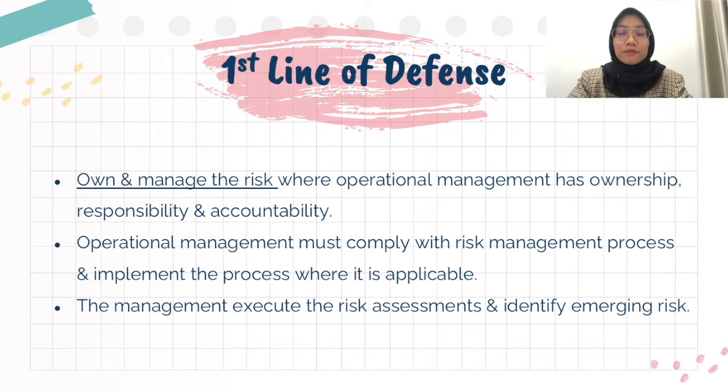So for the first line of defense, which is operation management, it consists of business owners. It has functions that own and manage the risk, where operation management has ownership, responsibility and accountability for directly assessing, controlling and mitigating risks. Operation management must comply with the risk management process and implement the process where it is applicable. After that, the management executes the risk assessment and identifies emerging risks. This shows that the line department needs to have strategic understanding and be fully conversant with the risk undertaken, and are accountable for ensuring that the appropriate mitigating controls are in place.